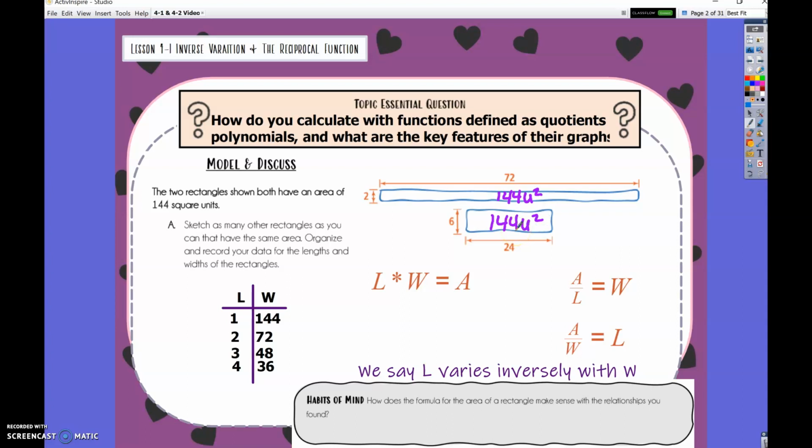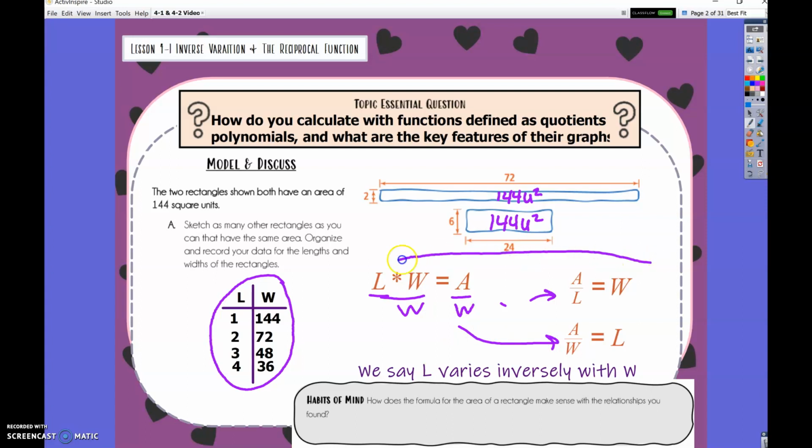You could make a table of various lengths and widths that could be had to make an area of 144. And the one thing that's constant is that the area is always the same. So we also could rearrange this equation with length times width equals A to be, hey, if we divide by L on both sides, we get this one. Or say we divided by W on both sides, we would get this bottom one.